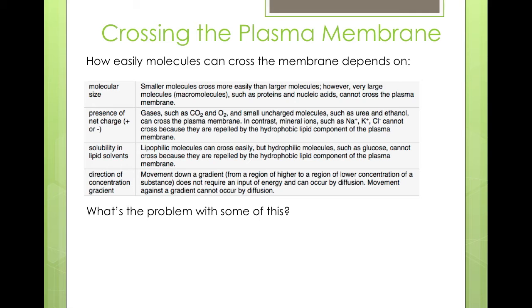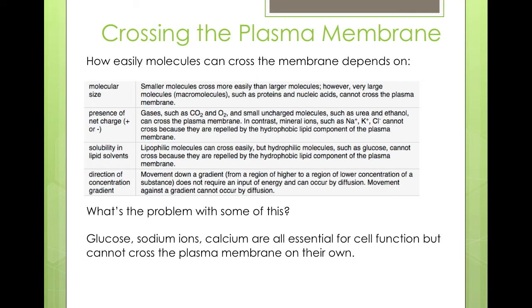Now, what's the problem with some of this? When you look at some of these different molecules and some of the descriptors, how do we know and determine these things, and what are some of the problems that we see there? One of the key issues is that some molecules like glucose, sodium, and calcium are all essential and really important, but they can't cross the plasma membrane on their own. So the cell needs to actively take them in.